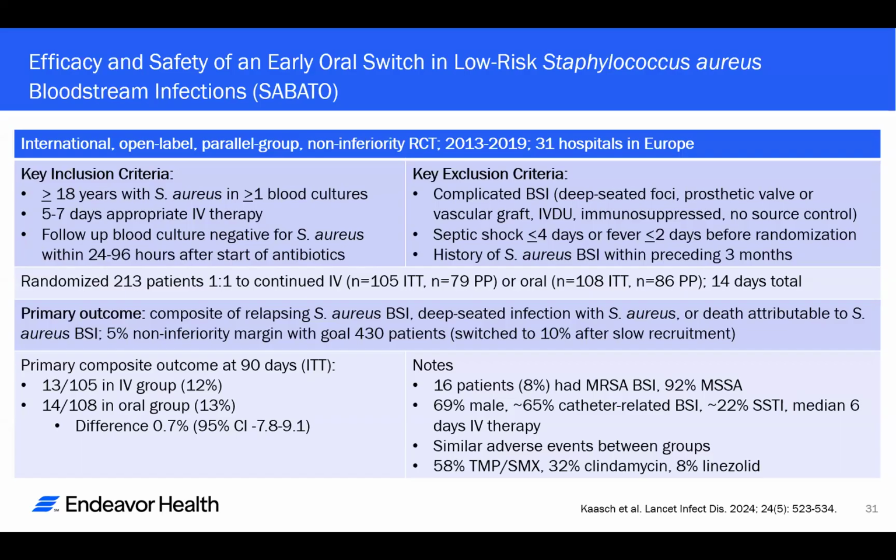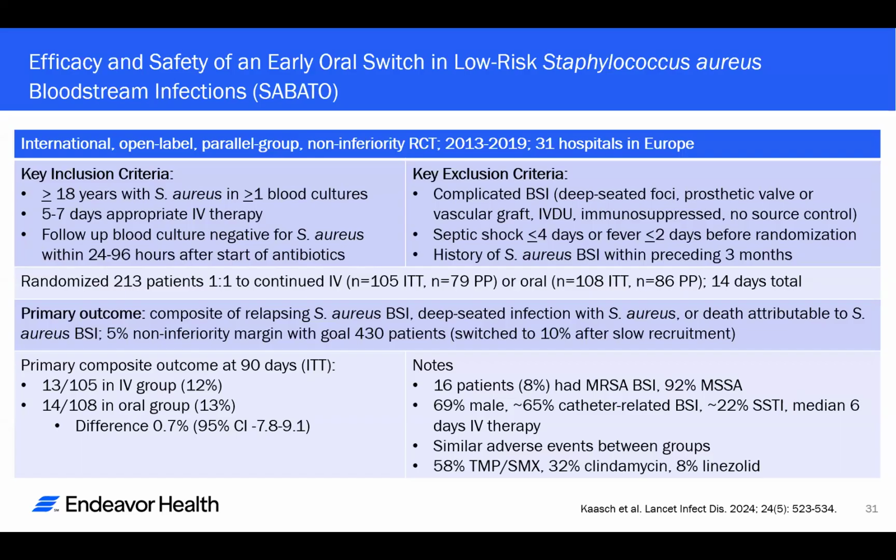So they randomized 1-to-1 to either continued IV or IV to PO switch, and a 14-day total course with a primary outcome of composite of relapsing Staph aureus bloodstream infection, deep-seated infection with Staph aureus, or death attributable to Staph aureus bloodstream infection. They wanted to use a 5% non-inferiority margin here, which would have required 430 patients, but they had very slow recruitment, so they actually ended the trial at a certain number and then pushed the non-inferiority margin out to 10. So something to keep in mind.